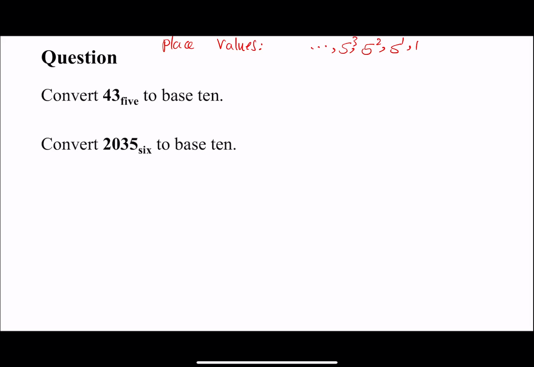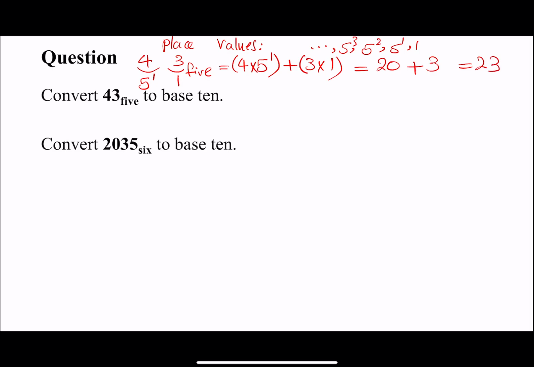Then, well, is 43 base 5? I'm going to write down the place value of each digit from right to left. So place value of this digit is 1. Place value of this digit is 5 to 1. Then I multiply each digit by its place value and then add the results. So the digit is 4 times its place value 5 to 1. Add it to the next one. The digit is 3 and its place value is 1. Here we go. 4 times 5 is 20 plus 3 times 1, 3, is 23. So 43 base 5 is actually 23.